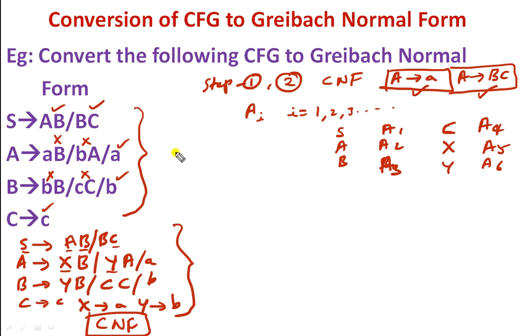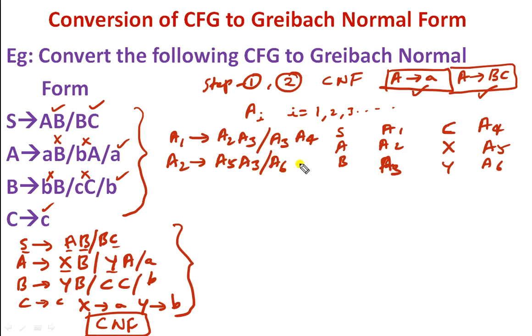So now after replacing, what are the new production rules? A1 generates A2 A3, here A means A2 and B means A3, A2 A3 or A3 A4. Next, what is A? A means A2. A2 generates XB. X means A5, B means A3, A5 A3, or what is YA? Y means A6, A means A2, or A.